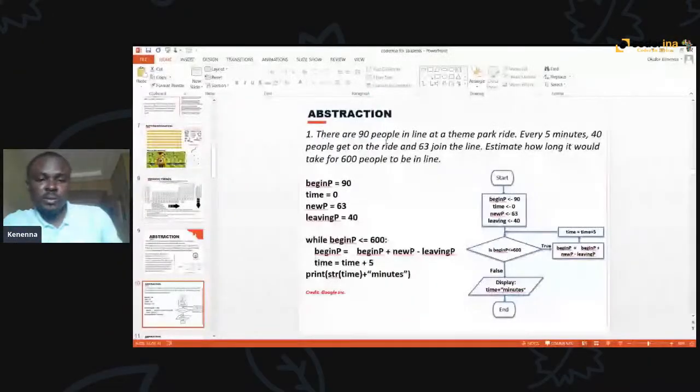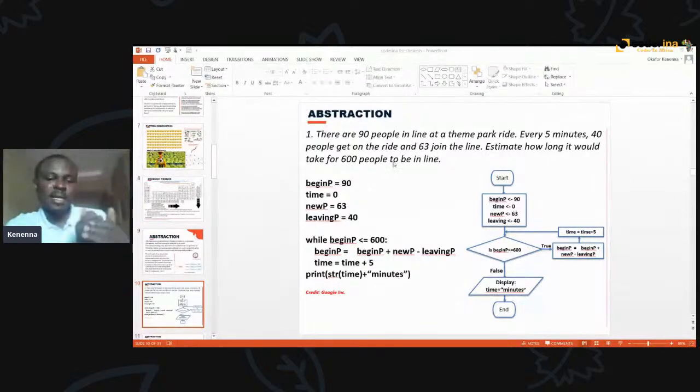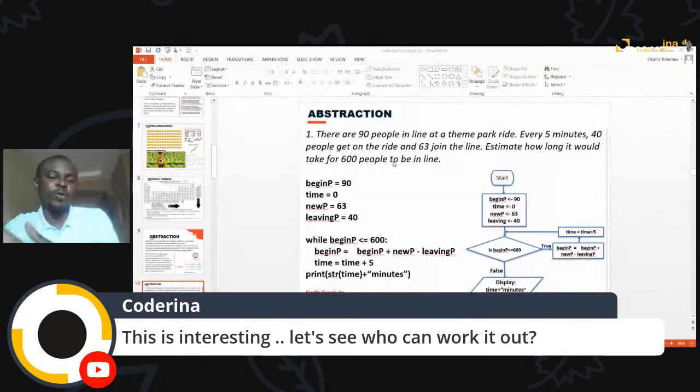Okay, so here you have abstraction. You have this problem: there are 90 people in a line at a theme park. Every 5 minutes, 40 people get on the ride and 63 join the line. So how long do you think it will take for there to be 600 people in the line? That's like estimating the amount of time it will take for us to have a particular output.